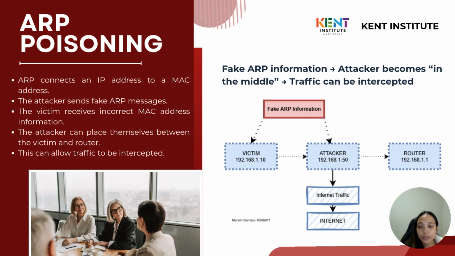As shown in the diagram, the attacker can make the victim believe that the attacker's MAC address belongs to the router. This allows the attacker to position themselves between the victim and the router, so the traffic passes through the attacker before reaching the router. This creates a man in the middle position, which may allow the attacker to intercept network traffic and potentially obtain sensitive information. So the main process here is fake ARP information, the attacker becomes the man in the middle, and traffic can potentially be intercepted.